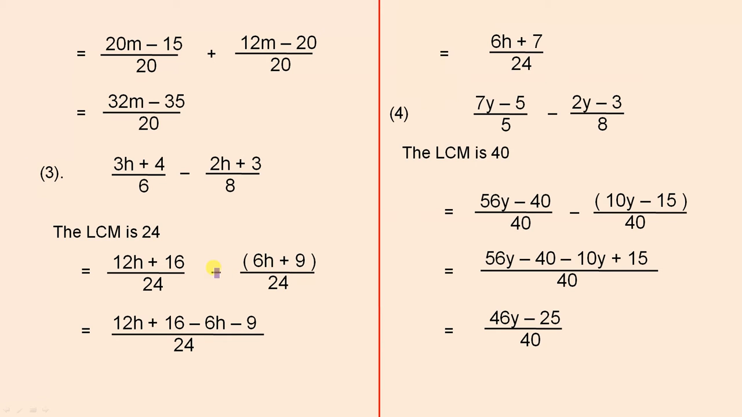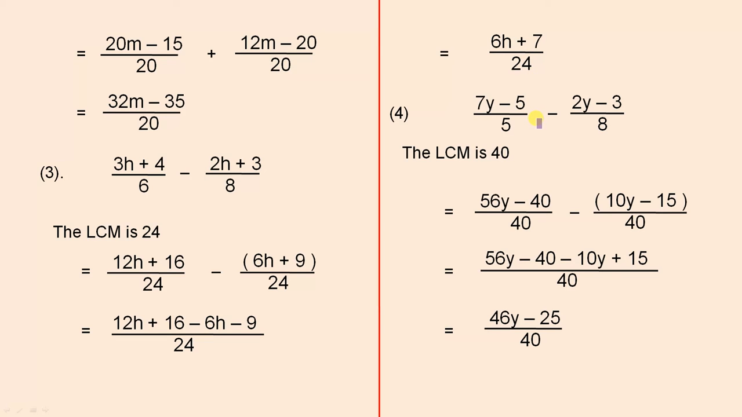Now you'll notice whenever you have a minus sign here, we need to put these in brackets, because that minus sign is going to apply to both of those terms. So the safest way to do it is to put those in brackets after you've done your multiplication for the numerator and denominator. So what we end up with is, there's your 12h plus 16, and then minus times 6h gives you minus 6h, and minus times plus 9 gives you minus 9. So there's our numerator. When we add the like terms together, we get 6h plus 7 all over 24.